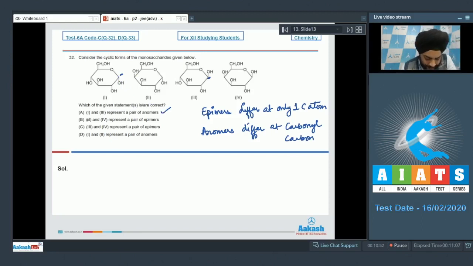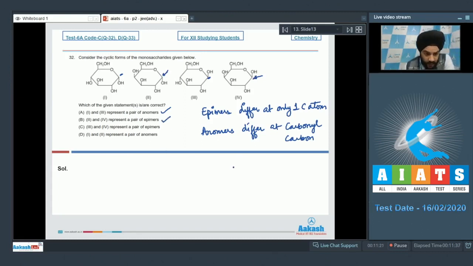If we talk about the second statement now, 2 and 4 represent a pair of epimers. So if we look very carefully at 2 and 4, students, we can see that these compounds 2 and 4 differ at the carbonyl carbon again. So they can be called as anomers. They can also be called as epimers, as all anomers are epimers. So this is also a correct statement, students.